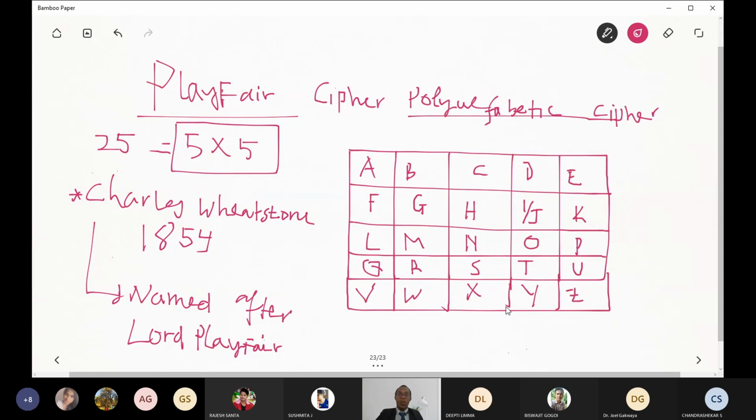All right. So now we want to have a 5 by 5 matrix in order to have encryption and decryption. Is it clear now? So I and J do occupy the same cell. Follow here. Next step.